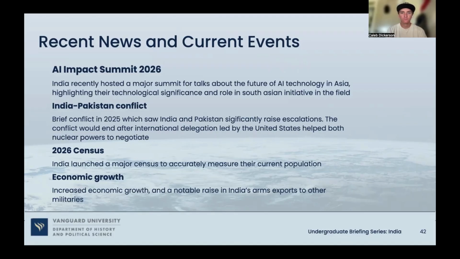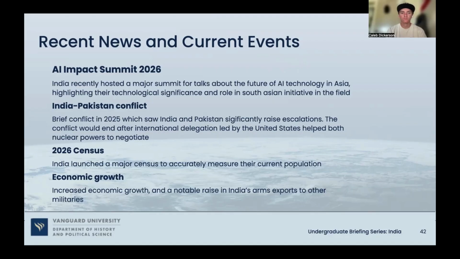And finally, another big thing we can talk a lot about is India's economic growth. India is one of the most important rising economies in the world. They have one of the highest growth rates in the world and hope to be on track to emerge into a developed nation. This is something that pretty much every Indian political party and group hopes to achieve.